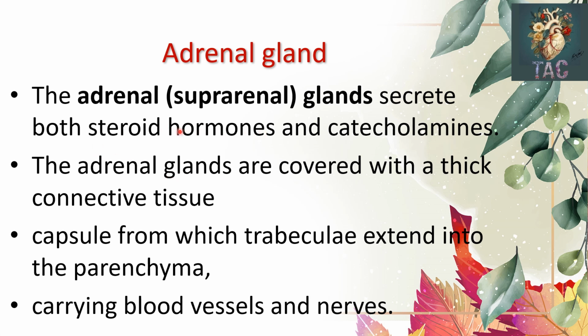Both the steroid hormones and the catecholamines are secreted from different zones of the adrenal glands, and embryologically also having different origin. The cortex is derived from the mesenchymal mesoderm, and the adrenal medulla, which secretes catecholamine, is derived from the neural crest cells. So the adrenal glands are covered by the thick connective tissue capsule, which sends trabeculae into the parenchyma, and these trabeculae carry the blood vessels and nerves to the substance of the gland.